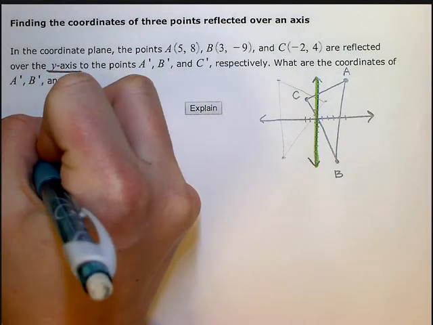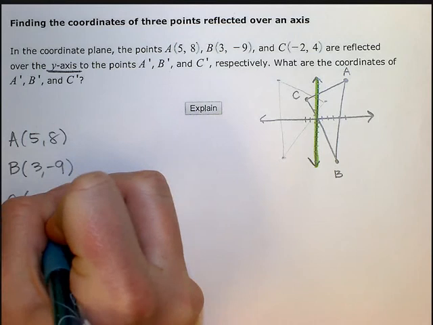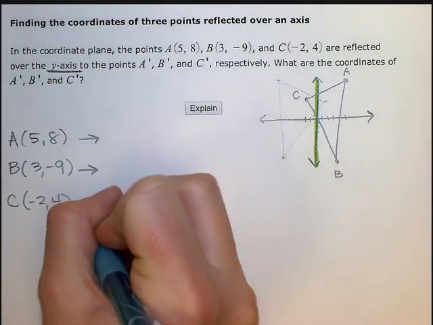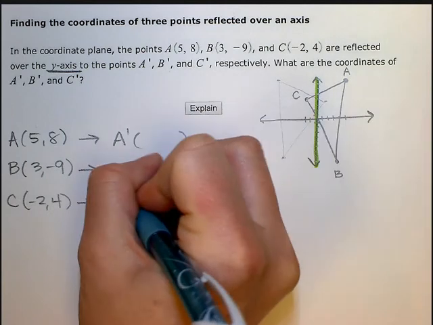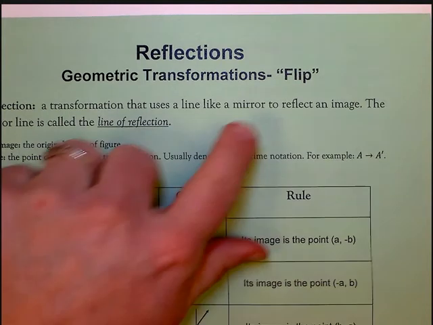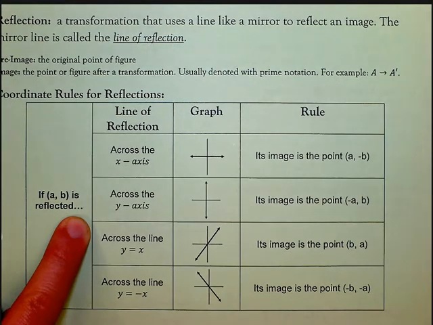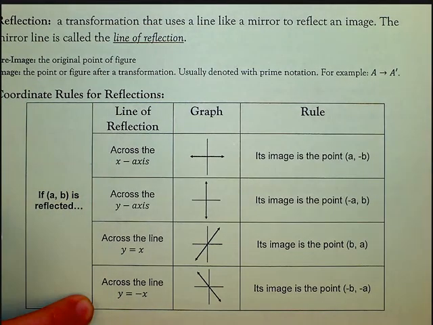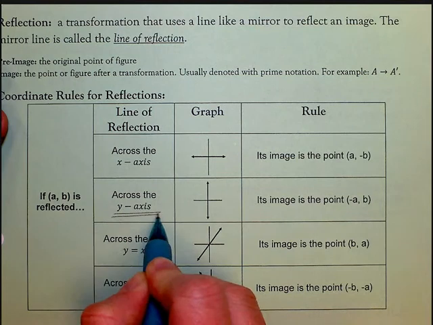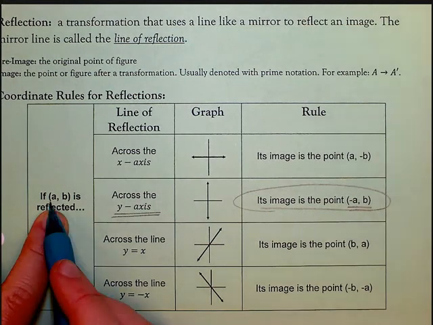So I'm going to rewrite the points down here so I can work with them. Here are my starting points, and I'm trying to go to A prime, B prime, and C prime. If you get out your notes that you've seen in class on reflection, your green reflection notes that say flip, our hint is right here. It says if a point (a, b) is reflected across any of these lines of reflection, there's a rule to help us figure it out. The one we're looking at right now is reflecting across the y-axis. Its image is now the point (-a, b). So we're going from (a, b) to (-a, b).